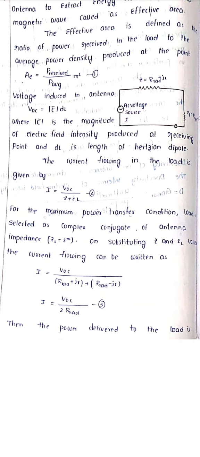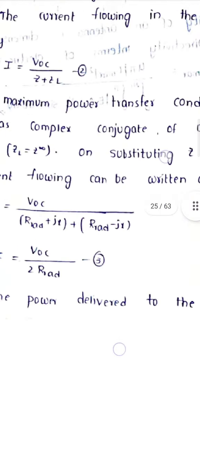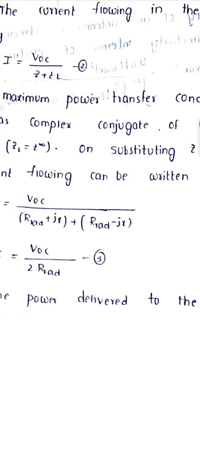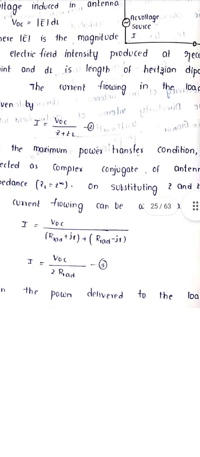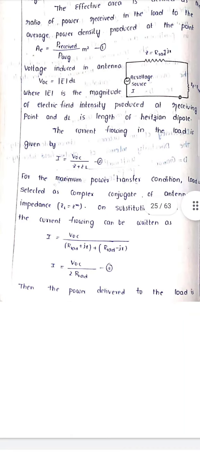Substitute the values: Z is equal to R radiated plus jX, and the load impedance is R radiated minus jX. Here the jX terms cancel out. So I is equal to V_OC divided by 2 R radiated, the radiation resistance.